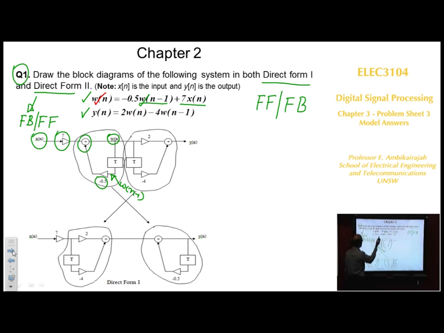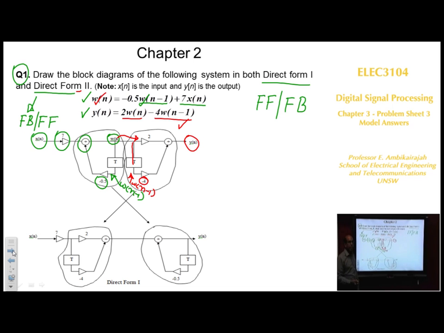Look at the second equation, y[n] is equal to 2 times w[n] minus 4 times w[n-1]. w[n] is here, fed by the 2 multiplier, and from here, delay, that gives you w[n-1] at that point, multiply by minus 4, add them, you get this equation. That's your first part. We call it the direct form 2.